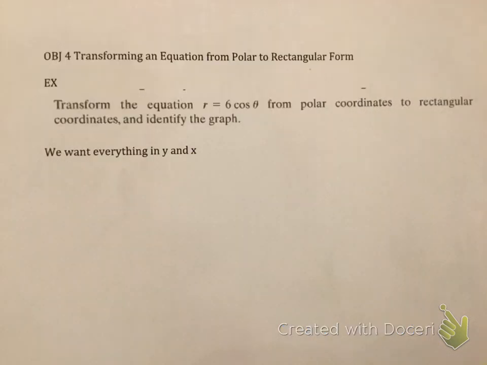All right, so this is the last objective. Transform an equation from polar to rectangular form. You have to use what's in your toolbox. And by the way, if we're going from polar to rectangular, and we have this equation, r equals 6 cosine theta, we want everything in y's and x's, because remember, we're going to rectangular, which is Cartesian.